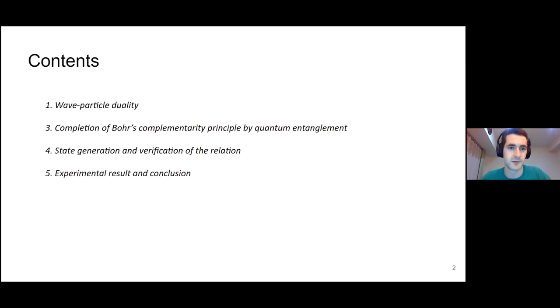So in this presentation, first, I will present wave particle duality. Then I will try to explain what is Bohr's complementarity principle and how it can be completed by quantum entanglements. And then I will show our experiment, how we generated a quantum state on the machine and how we verified the link between entanglement and duality.